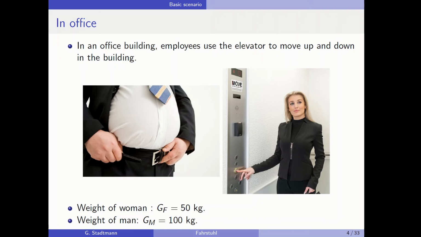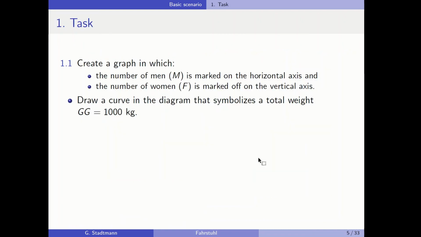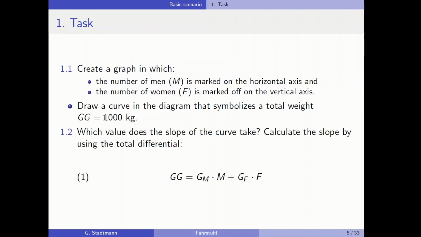The weight of a woman is 50 kilograms and the weight of a man is 100 kilograms. Your tasks are as follows. In the first step, create a graph in which the number of men is on the horizontal axis and the number of women is on the vertical axis. You should draw a curve in this diagram which symbolizes a total weight of 1000 kilograms. And in the second step, please calculate the slope of the curve by using the total differential of this equation.